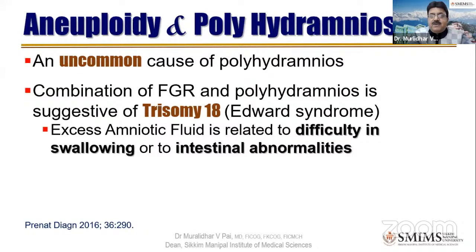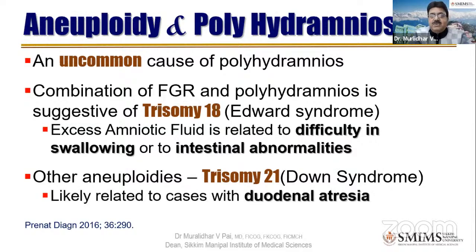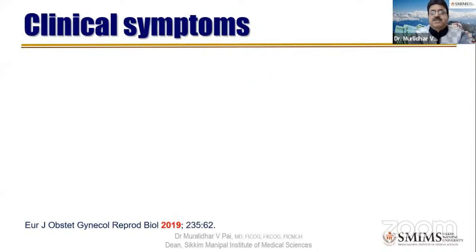Excess amniotic fluid is related to difficulty in swallowing. Whatever may be the syndrome or the cause, ultimately it is either not swallowing or excessive urination. That's the thing. Or intestinal abnormalities. The other aneuploidy, the famous one which we always look for, is trisomy 21, that is Down syndrome. It's likely related to cases with duodenal atresia. We all know that there are different markers of Down syndrome, and one of them is duodenal atresia. And that is the reason for polyhydramnios in Down syndrome.